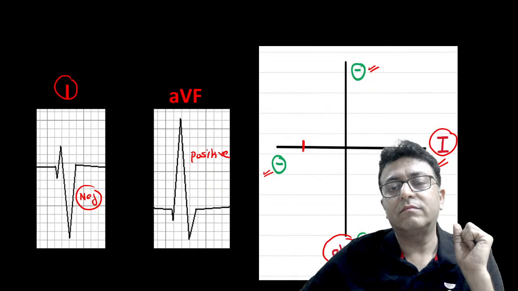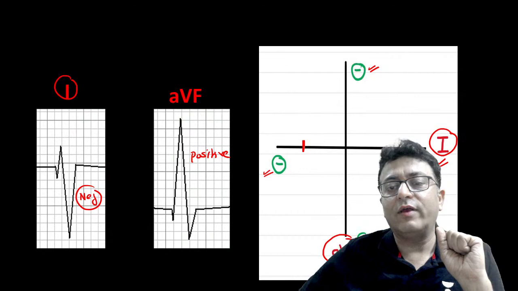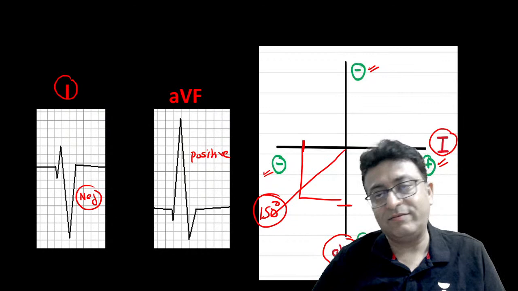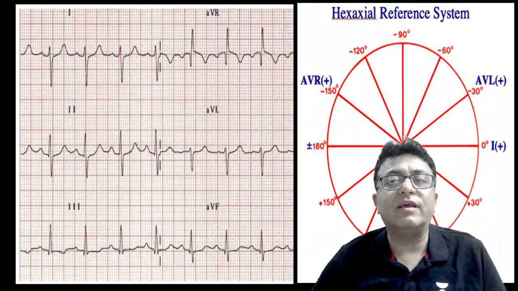AVF is positive, mark should come here. So when you make these two, axis will come here. It is 150 degree. It is right axis deviation. See, this is the normal hexaxial system.